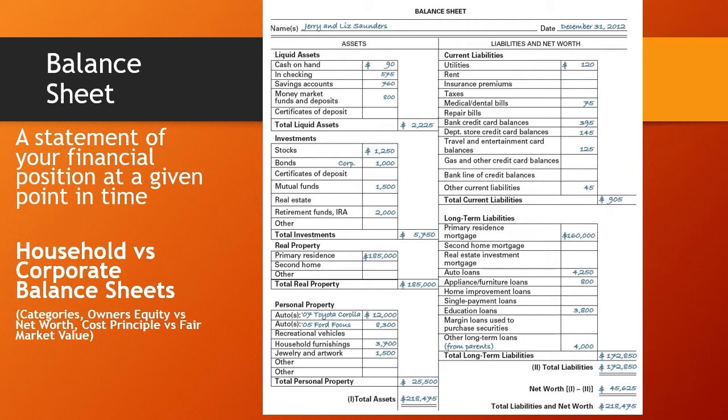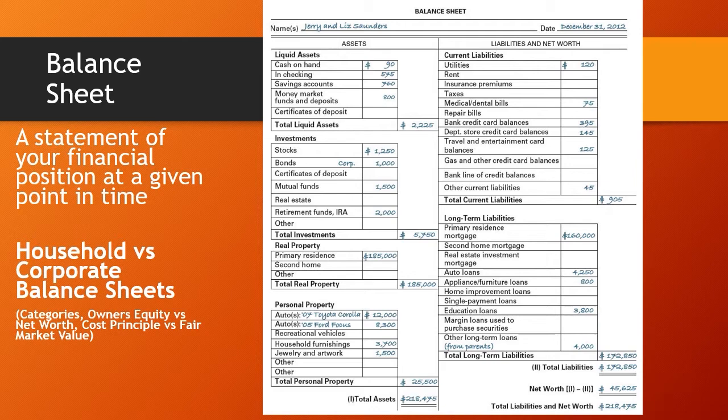And you see they subtotal each subcategory. So they have a total for liquid assets, a total for investments. Then we get down to real property. So what are they talking about here? This lists a primary residence, where they live, a second home, and then other property that they might own. So why do they have a category for real estate under investments, and why do they have a category under real property, and why did they put their house under real property and not under real estate and investments?